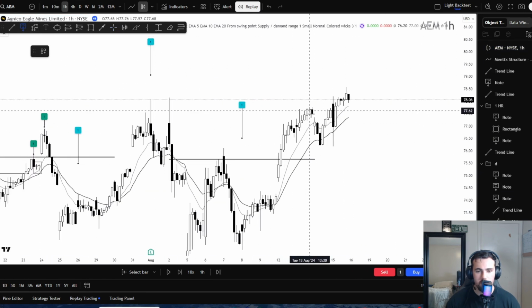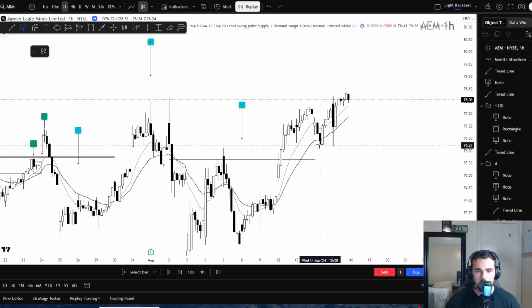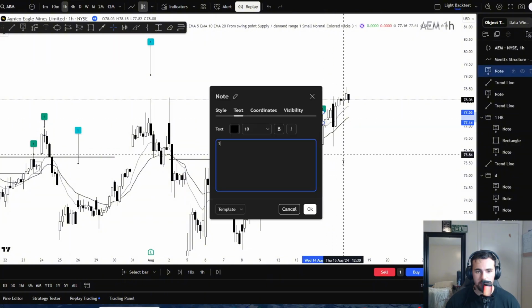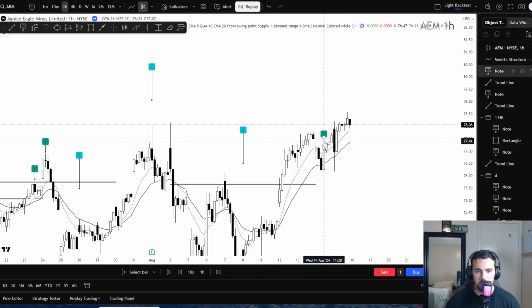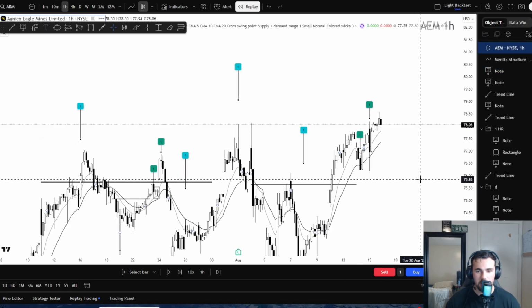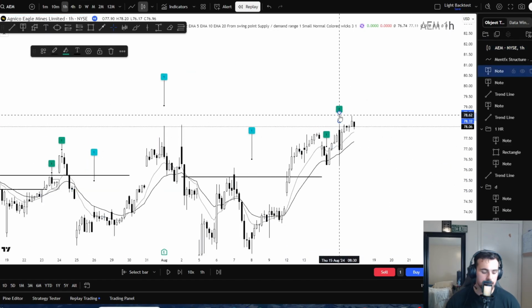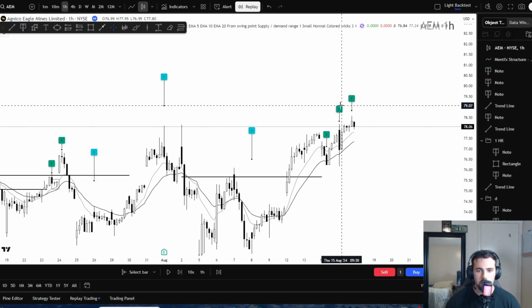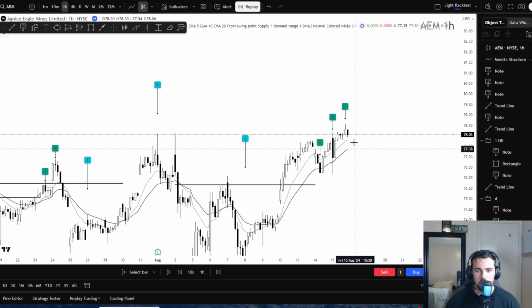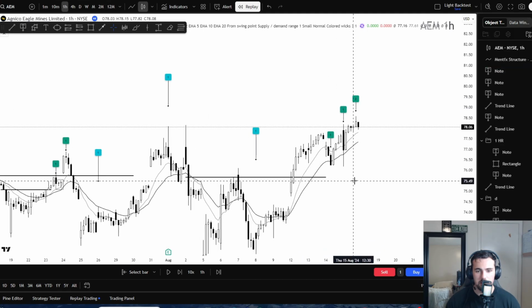So the 1 hour fails here with this break under the 20 moving average and this sideways. But then it starts breaking up. So this would be the first break. That's the accumulation break. This would be the second break, kind of ugly. And then this would be first break after the accumulation. This would be the second.